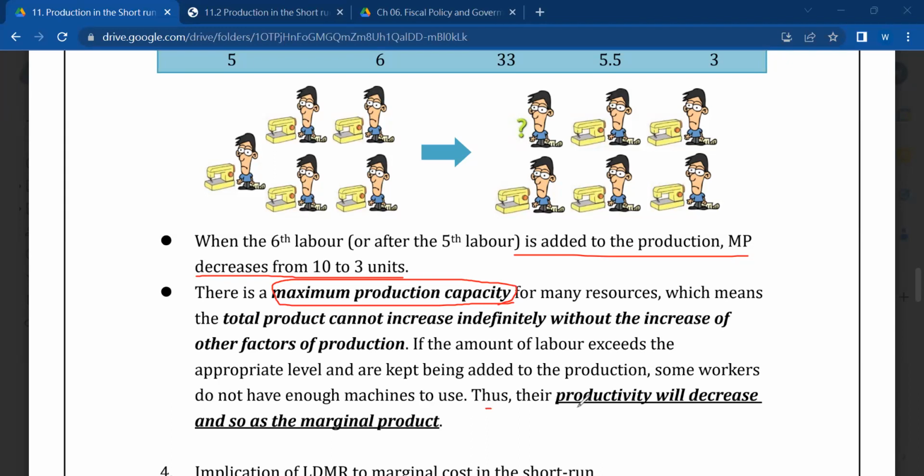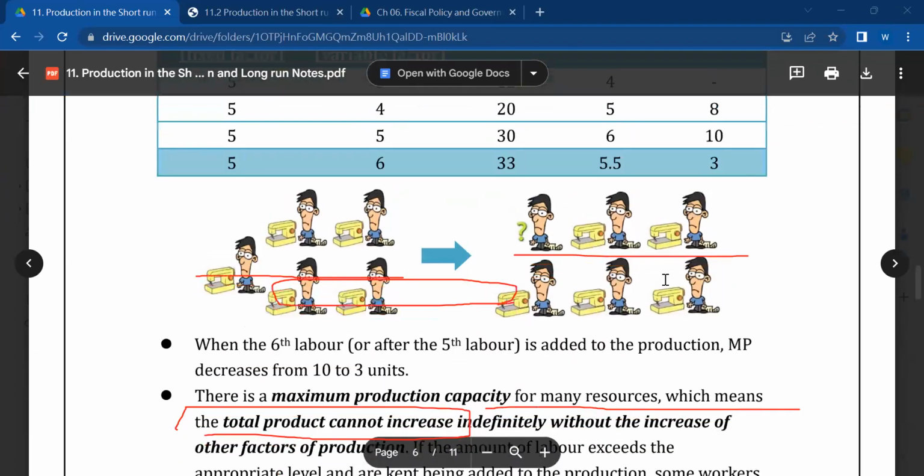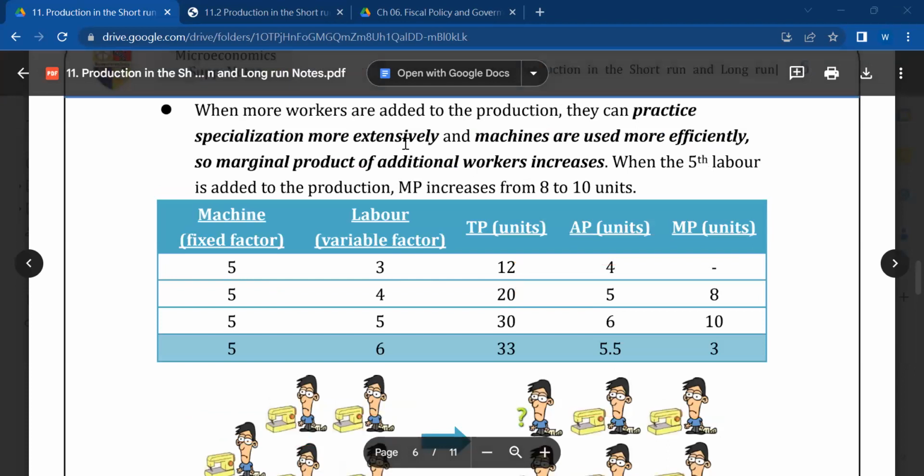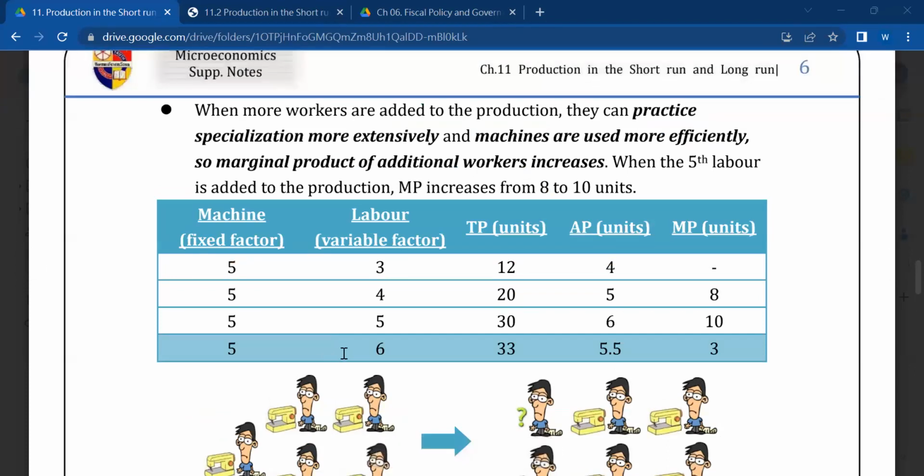As a result, the productivity will decrease, and so will the marginal product. Okay, so you can see from the table that when we add the 6th worker to the machines, now it's over the maximum capacity.